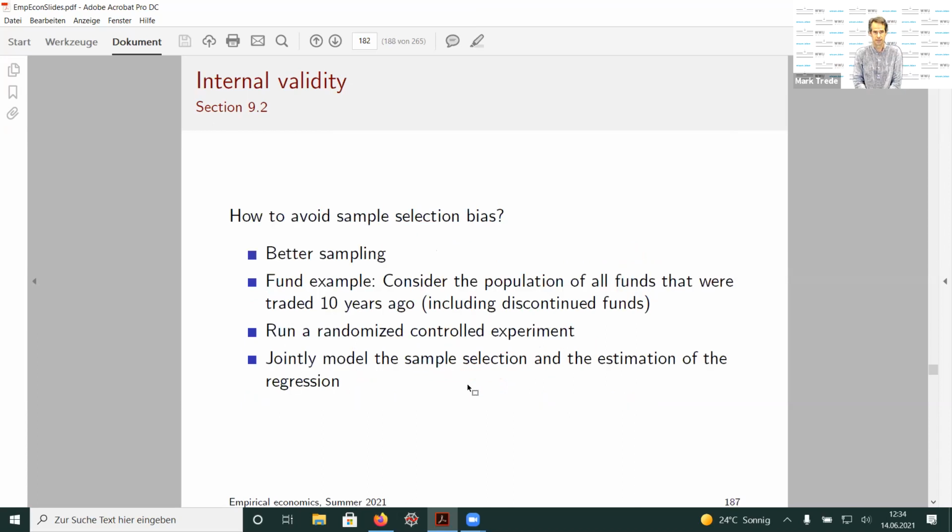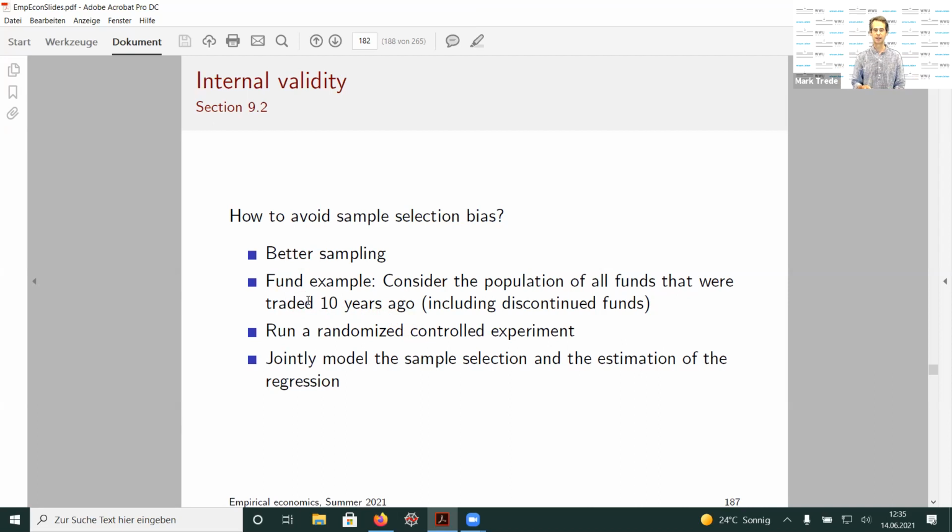So what could we do in this case? How could we avoid, in this setting, this sample selection bias problem? Well, the trivial answer is better sampling. Sometimes that's really possible. So for instance, in this fund setting example, it is actually possible because we could use a population of funds that started 10 years ago. So we don't look at the set of funds that are around today, but we look at the set of funds that were around 10 years ago, including those funds that have been discontinued since because they performed poorly or because they just went bankrupt altogether.